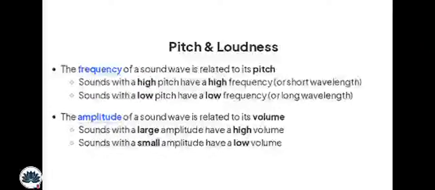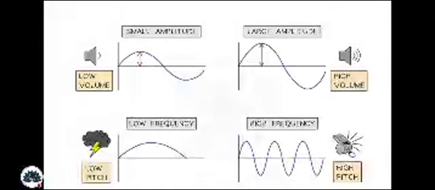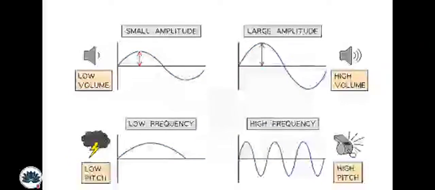All right. The amplitude of a sound wave is related to its volume. What is meant by frequency and amplitude? We have already discussed this in the chapter on waves. Sounds with a large amplitude have a high volume, and sounds with a small amplitude have a low volume. It means that amplitude is directly proportional to volume. When there is low frequency, the pitch is low, and when there is high frequency, there must be high pitch. Understand? Remember, in the exam, they will give you the amplitude and the frequency, and you must determine, for example, if the amplitude is small, the volume is low.